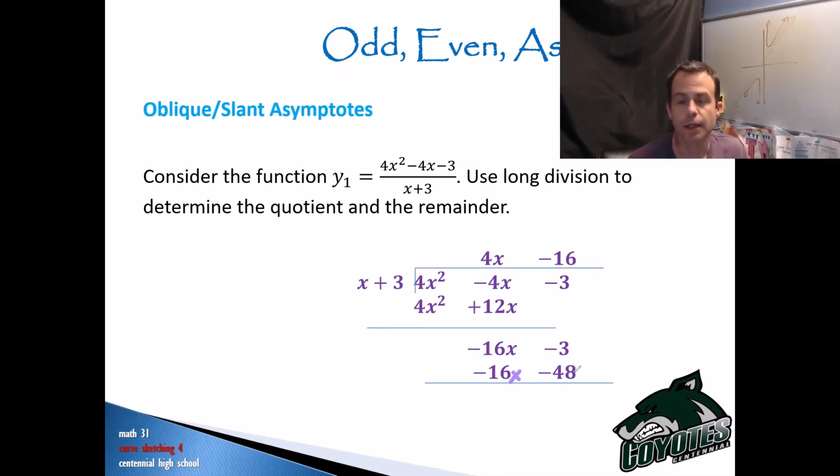Okay. So then negative 16x minus negative 16x is nothing. And then I get negative 3 minus negative 48, which will give me a remainder of 45. Okay.